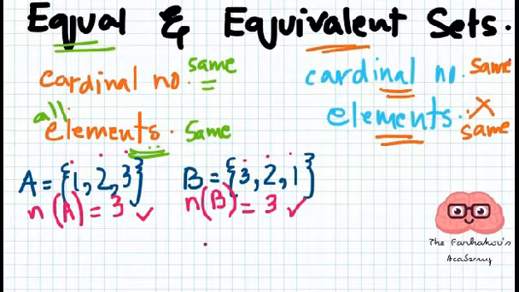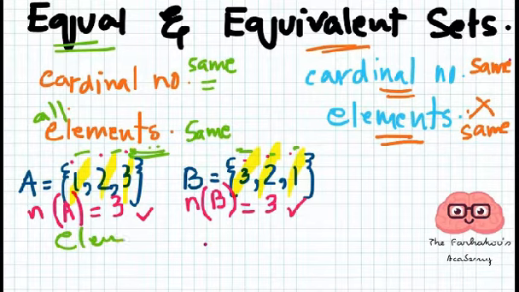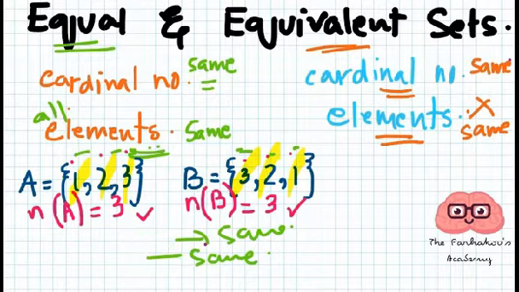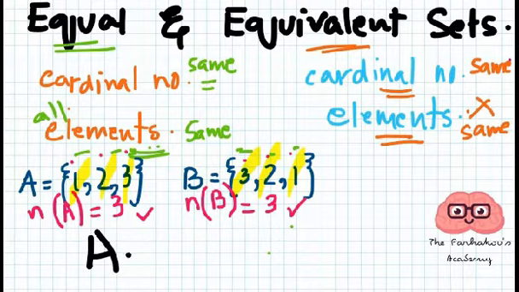And if we look for the elements in this case, we have element 1, we have 2 in both of the sets, and 3 in both the sets. That is, the elements themselves are the same. There is 1, 2, 3 and 1, 2, 3. The order does not matter. Elements are the same, and the cardinal number is the same. So these two conditions are satisfied, so we can say that A is equal to B.